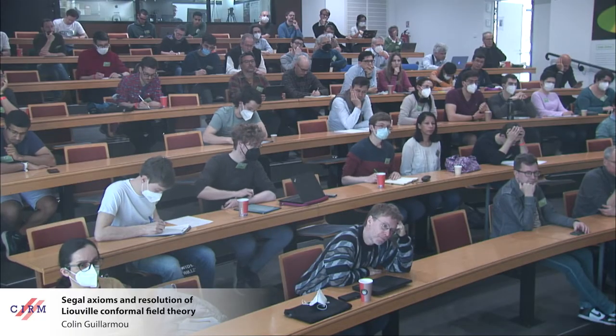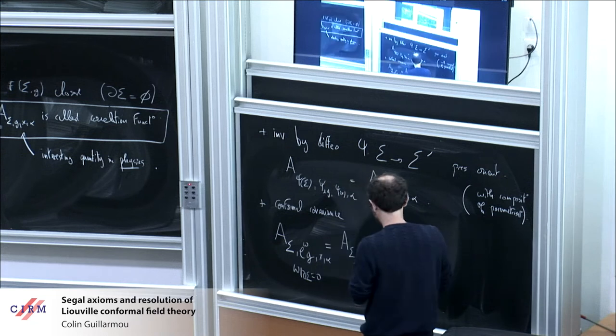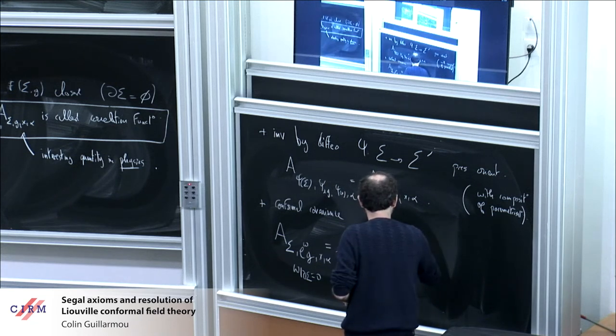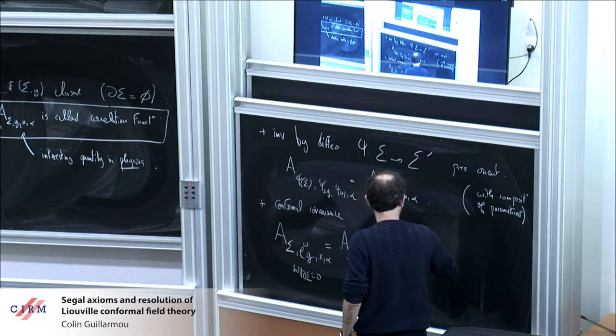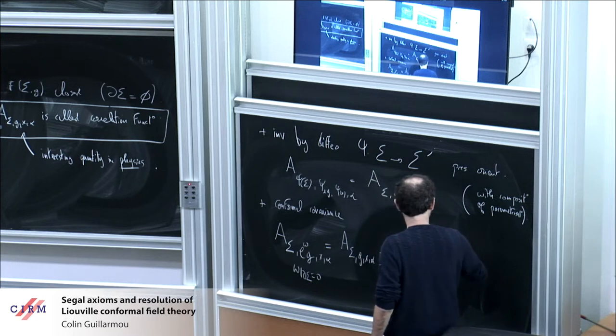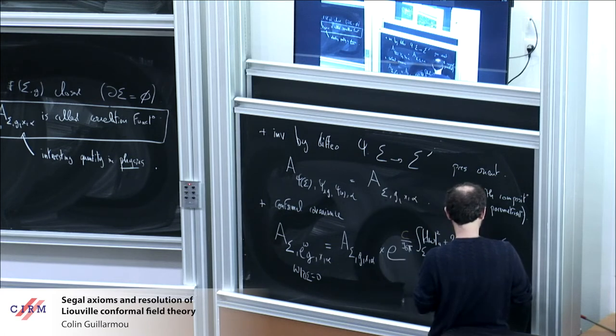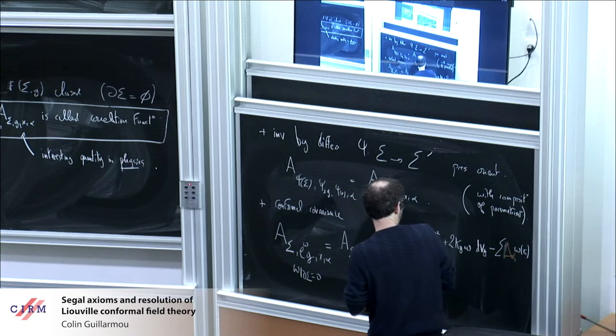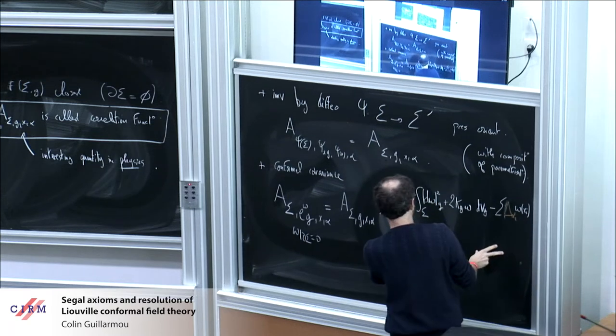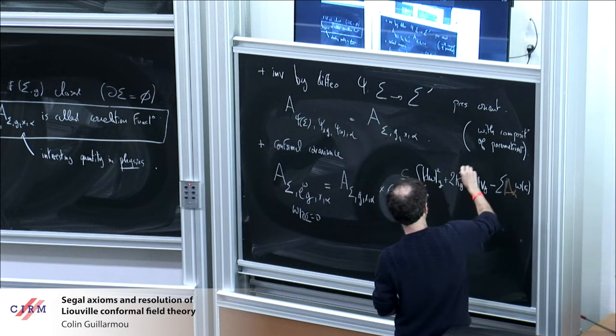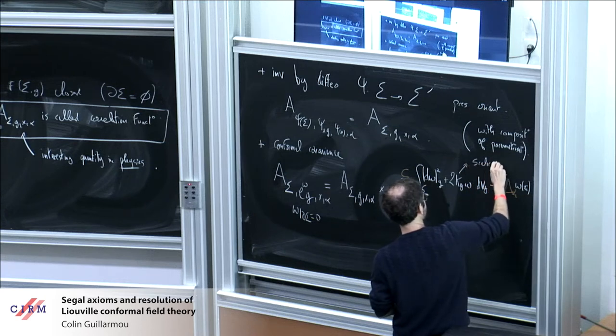So the anomaly, I will write it like this. So it's c over 96 pi integral of |d omega|^2_g plus twice K_g omega dvol_g, minus the sum of delta alpha_i omega at x_i. So what is K? K is the scalar curvature of g.